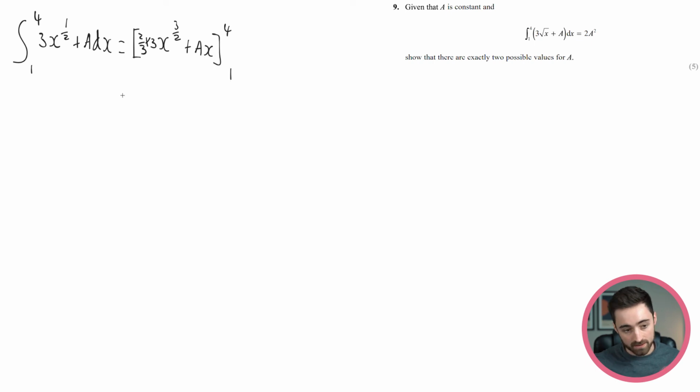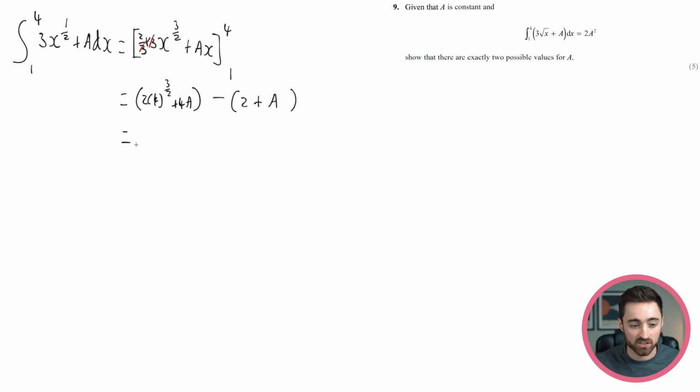And then I put my limits in. So all I'm going to have is one bracket minus another bracket. This bracket is just going to be 4 subbed in. Now quickly, 2/3 times 3, well the 3s are going to cancel, so I actually just have 2x to the 3/2 here, which is nice. So I have 2 times 4 to the 3/2 plus 4a. And then minus, I have 2 times 1 to the 3/2, which is just going to be 2, and then plus ax, so a times 1, so plus a.